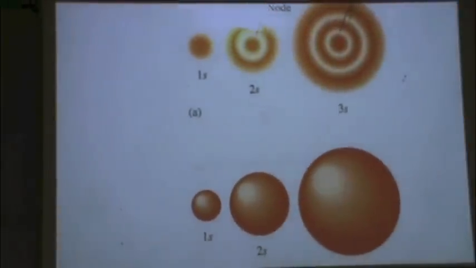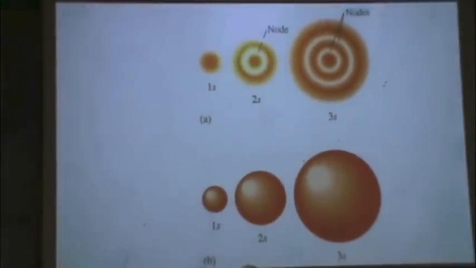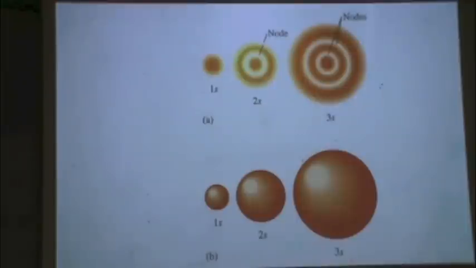A 3S orbital has how many nodes? 2, and here's what it looks like. You can find images like this on Google. So 3s would have two concentric circles as nodes. A node represents a place where an electron would not go, a forbidden region of sorts, a not allowable area.